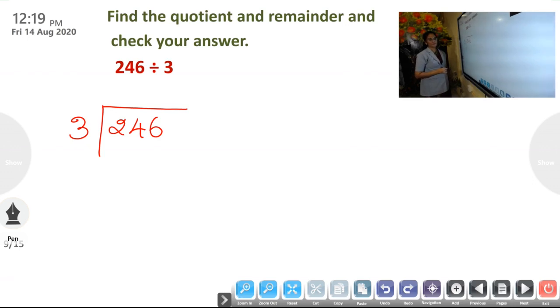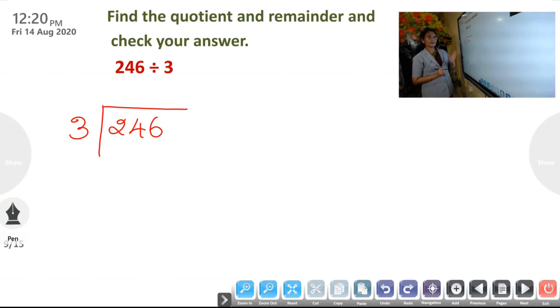246 divided by 3. Now, addition, subtraction and multiplication we start doing from the right side of the number, isn't it? But in division, we always start from the left end, from the highest place. So actually, you have to divide 2 by 3. Now, can you divide 2 by 3? No. Why? 2 is not divisible by 3 because 2 is smaller than 3.